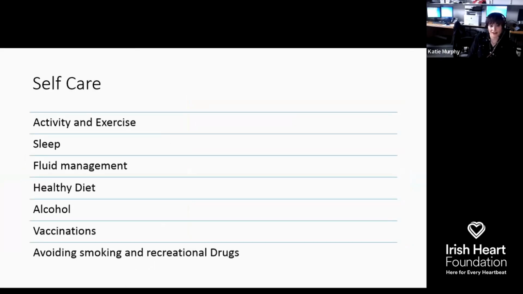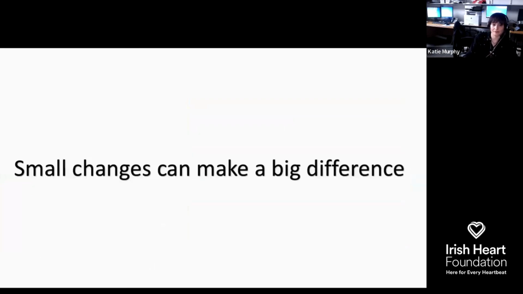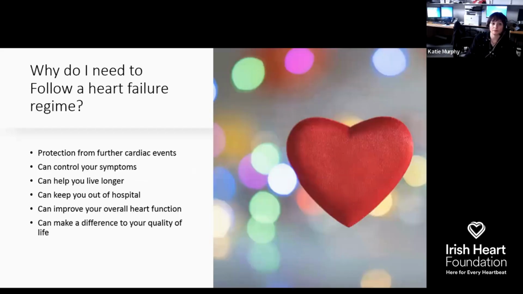So we'll move on to self-care. So how can you help to find success in your heart failure journey? First thing we would say is that small changes can make a big difference. Sometimes it can feel quite overwhelming when you get diagnosed with heart failure and you suddenly have all of these new medicines. You're being told about fluid restrictions, about exercise, but a little bit of time can be really helpful. And it's not an all or nothing approach. If you can do little things to help your lifestyle, then you can have big benefits from them.